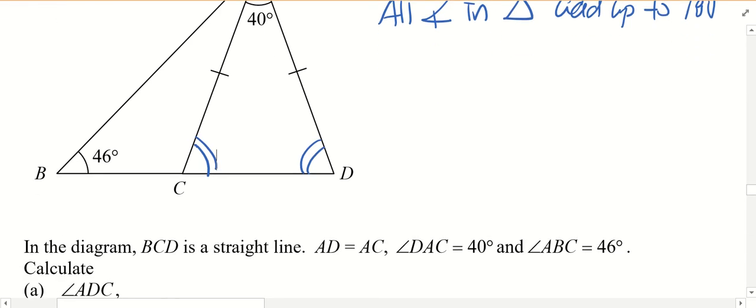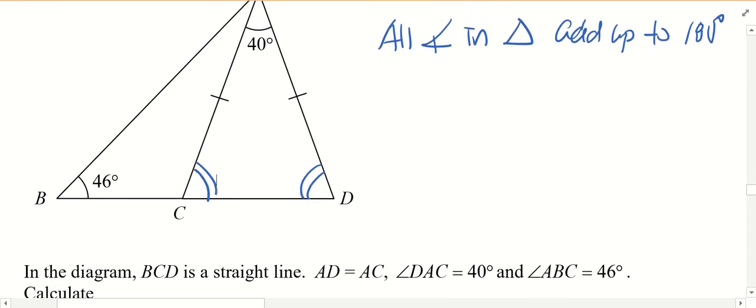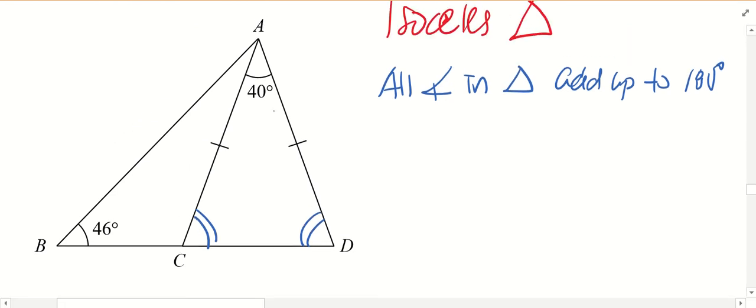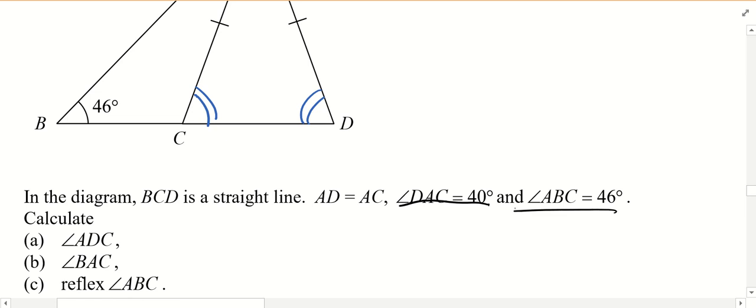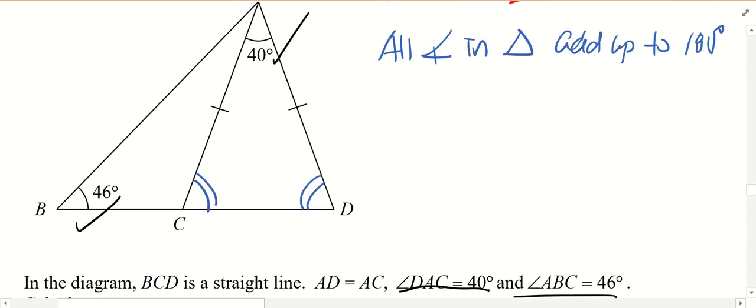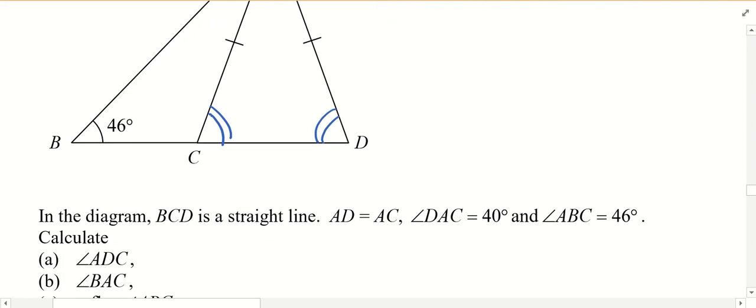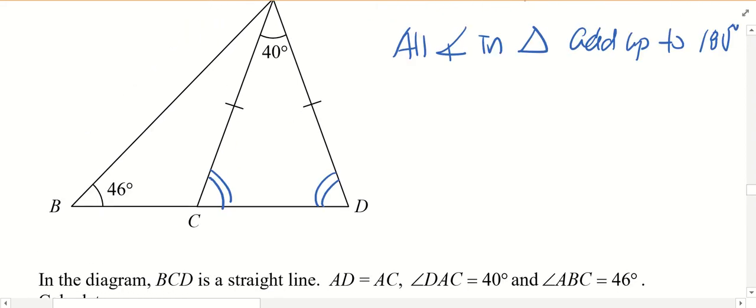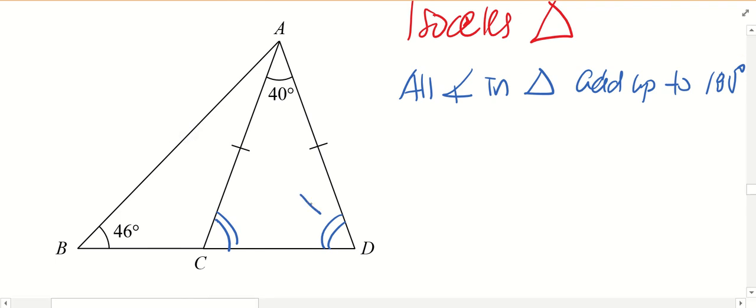What else do we know? Angle DAC is 40 degrees, as stated over here. Actually, they mark it up for us already. Angle ABC is 46. They mark that up for us already. Good, so that's all we know about this diagram. Let's check out the question. Calculate angle ADC. Indeed, we are interested in finding out what this angle is, and we know that these two angles are the same. So exactly as I predicted, we need to calculate this. Let's get into it.